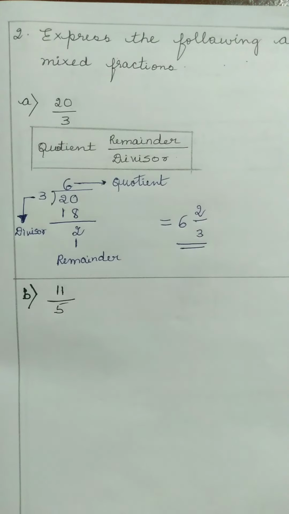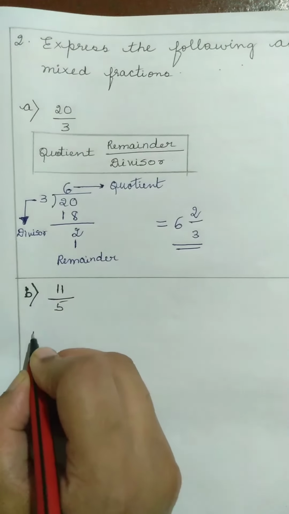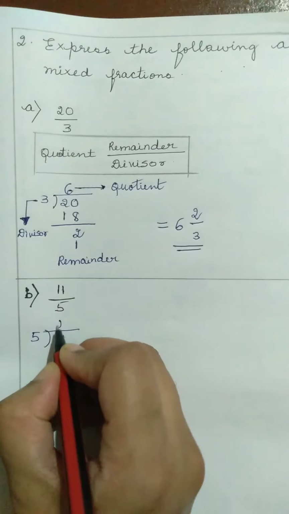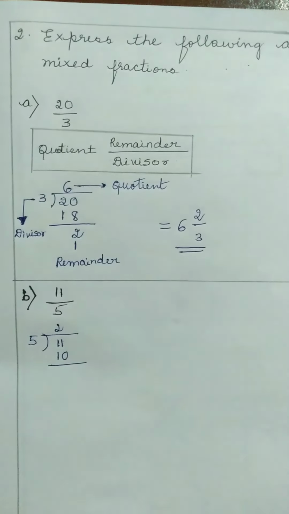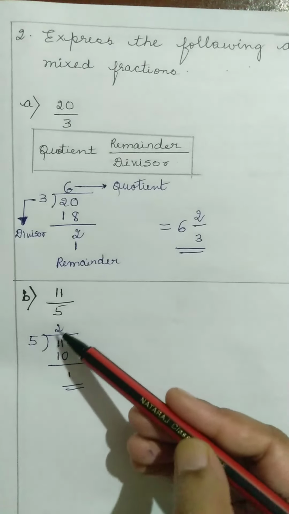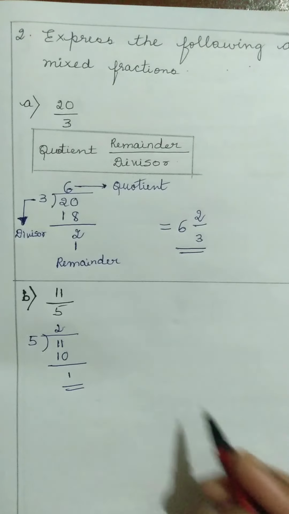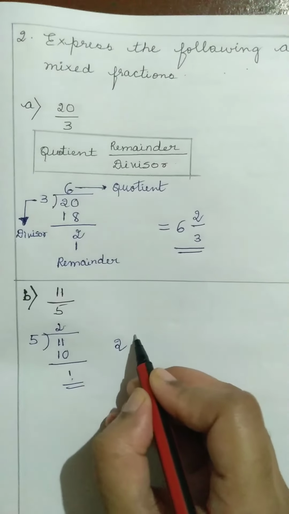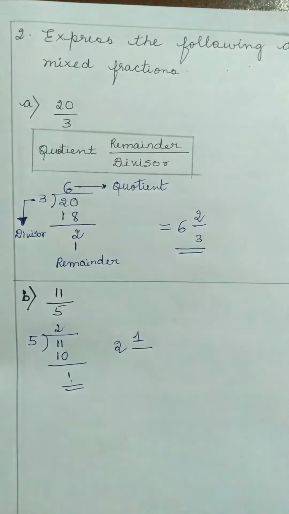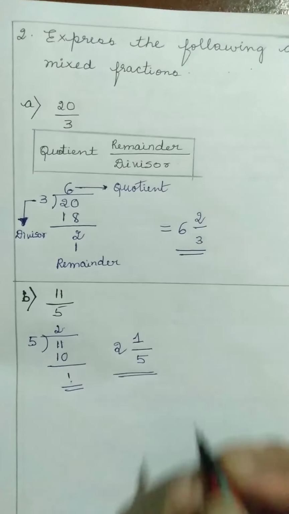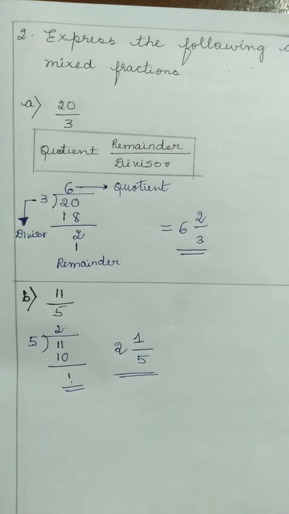Next is 11 by 5. So divide 11 by 5. Therefore, on doing the division, 5 twos are 10. The remainder will be equal to 1. Therefore, 2 is the quotient and 1 is the remainder by, and 5 is the divisor. Therefore, it can be written as a mixed fraction in the form of 2 1 by 5.